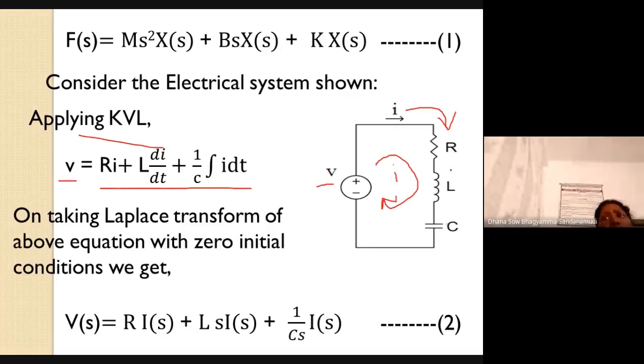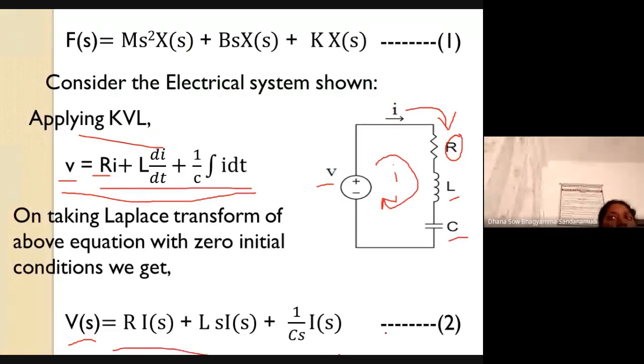What are all the voltage drops in this circuit? One voltage drop is due to R, that is R into I. Another voltage drop is due to the inductance, that is L into di by dt. Next, another voltage drop is due to the capacitance, that is 1 by C integral of I dt. This is my differential equation for this electrical system. If I take the Laplace transform of this equation, I will get V of s equals R into I of s plus L into s into I of s plus 1 by Cs I of s.